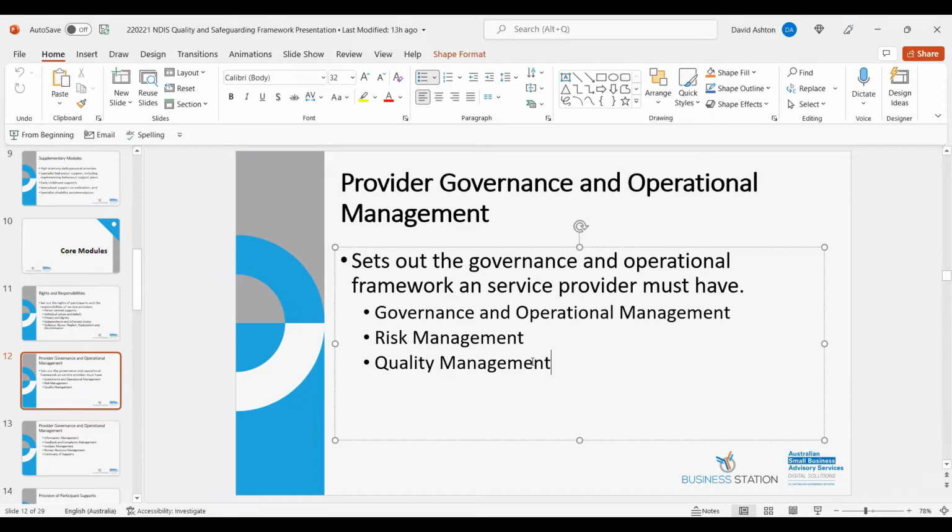You need to have a defined organisational structure that allows you to meet financial, legislative, regulatory and contractual responsibilities, and monitor the performance of your implementation of the safeguarding framework. You need to make sure that your organisation and the people that you engage have the skills and knowledge required to deliver the service and provide training as required, and that you have strategic and business plans in place to run your organisation.